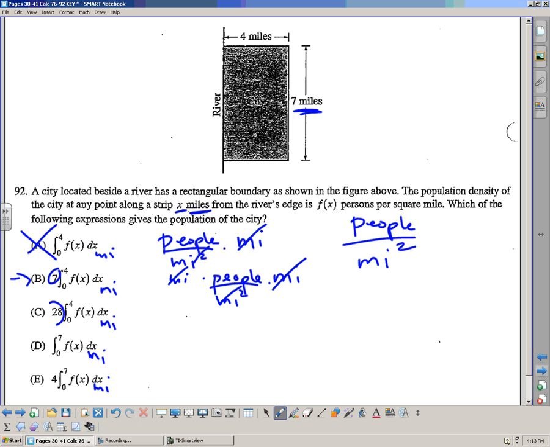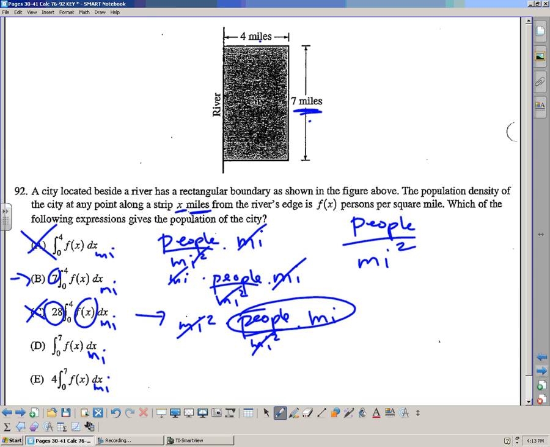The 28 is coming from 7 times 4. Well, that would be miles times miles. That's miles squared. So I have miles squared times f of x, which is in people per mile squared, times miles. Well, the miles squared cancels, but then I have people miles. We don't measure population in people miles either. Integral from 0 to 7 of f of x dx. Well, this is just as bad as A, because f of x is in people per mile squared times miles. Doesn't have the right units.